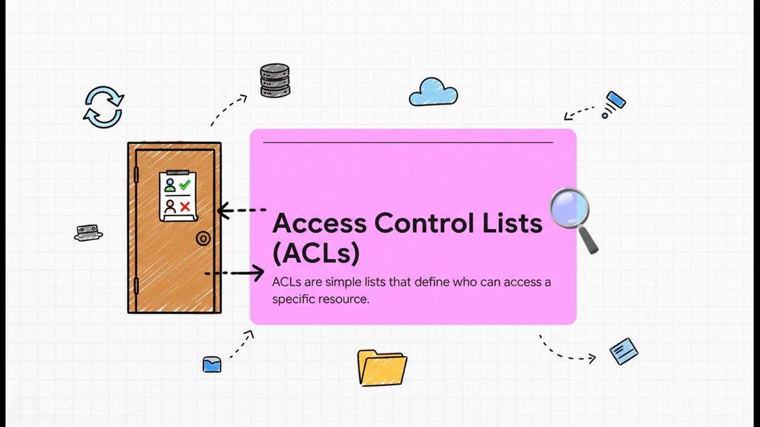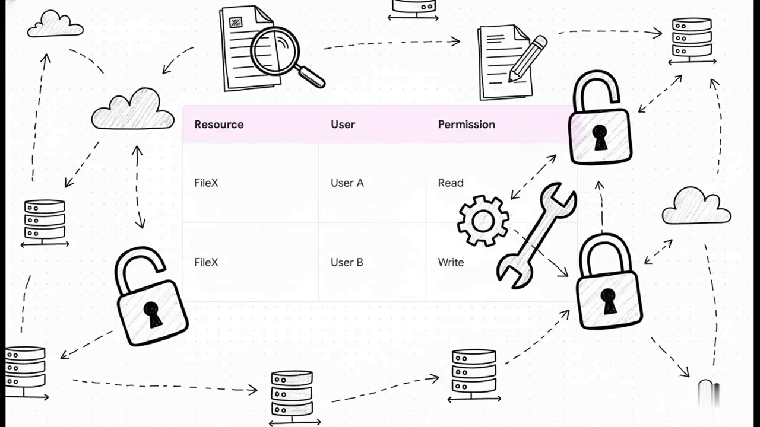The best way to think about this is to just imagine a list taped to a supply closet door that says, Jane Doe can enter, John Smith cannot. It is a direct, one-to-one mapping of a user to a resource. Simple as that. And as you can see right here, ACLs are super simple and explicit. For this thing called file X, user A can read it and user B can write to it. It's incredibly easy to understand, and honestly, it works perfectly for simple systems where permissions don't change very often.